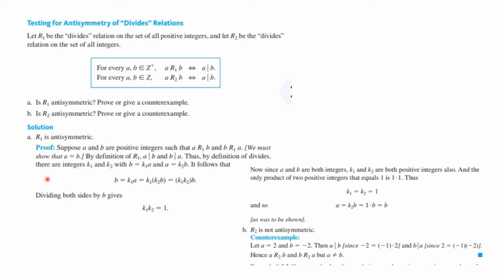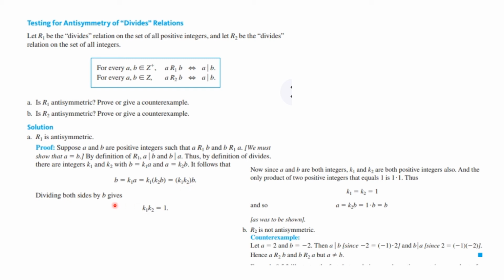Well, R1 is anti-symmetric, and here is the proof. Suppose A and B are positive integers, and you have A R1 B and B R1 A. Well, that means that B is a multiple of A, so B is K1 A, and A is K2 B. So that means B is equal to K1 A, we substitute in, so it's K1 times K2 B.